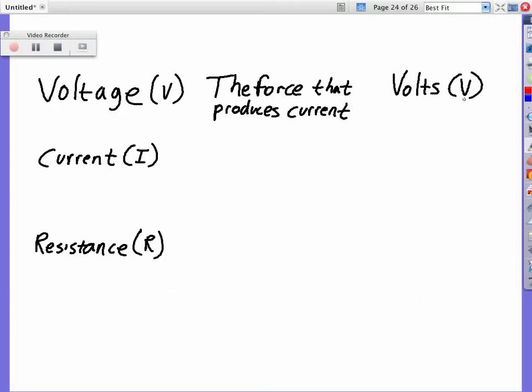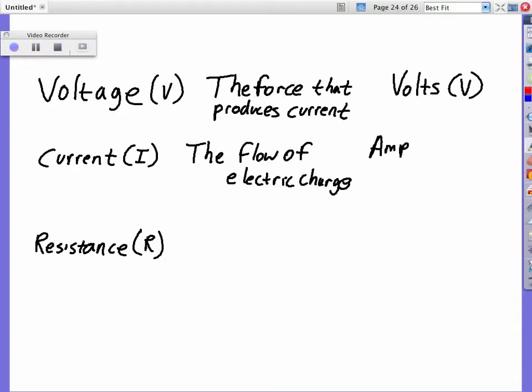Next, we have current. Current is the flow of electric charge. Electric current is measured in units of amperes, and the short term for it is amps. More commonly, you've probably heard the term amps more than amperes. You say amps for a car, things of that sort.